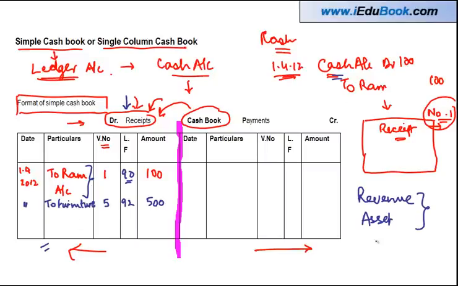If a transaction is of a bank, when you prepare the cash book or a single column cash book, you do not record these transactions. Now this was insofar as a receipt is concerned.